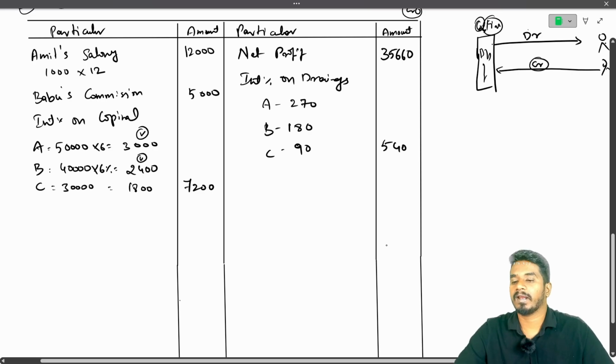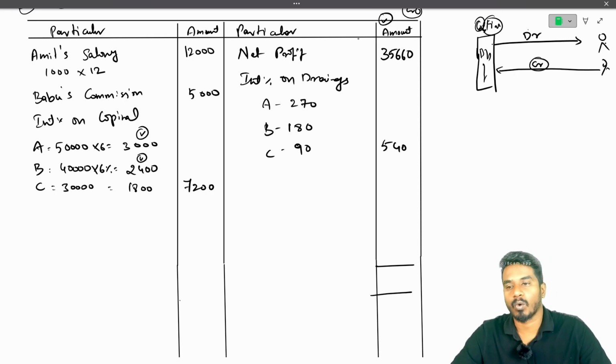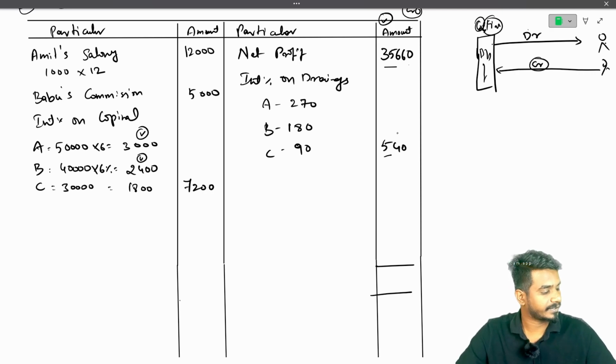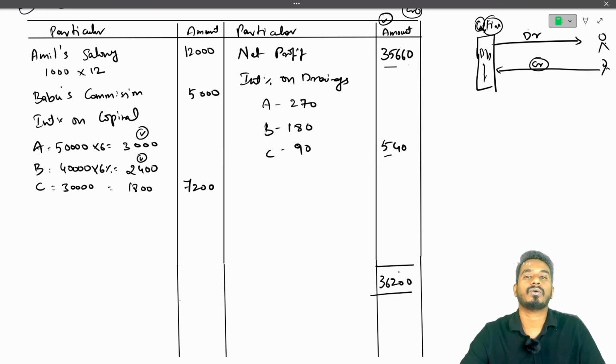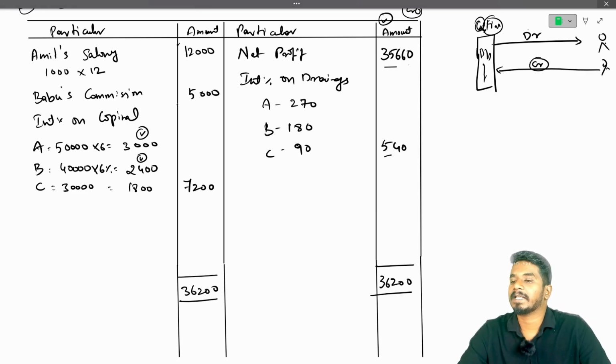Now we need to do one thing. We need to total whichever is higher. Obviously, in this question, the profit side, that is the income side, is more. So 35,660 plus 540 rupees. How much is it? 35,660 rupees plus we have 540 rupees interest on drawings, that is 36,200 rupees is the total. And we'll write it on both sides, 36,200.